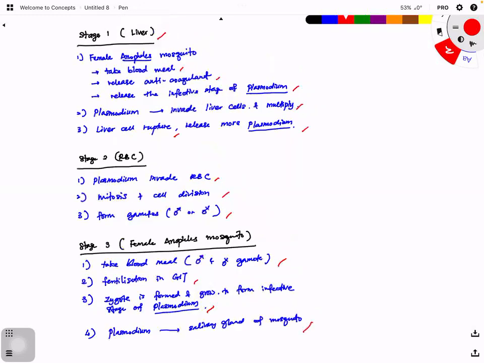Okay, so you can take a photo of this. But again, it's not that important. Even if you can't remember, it's okay, no problem.